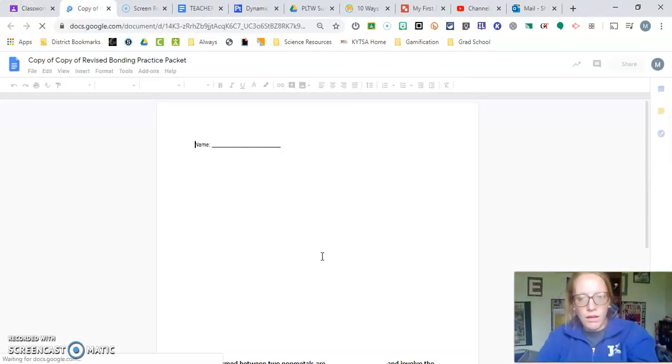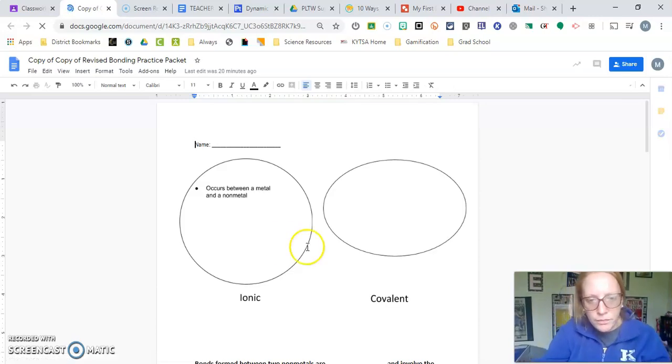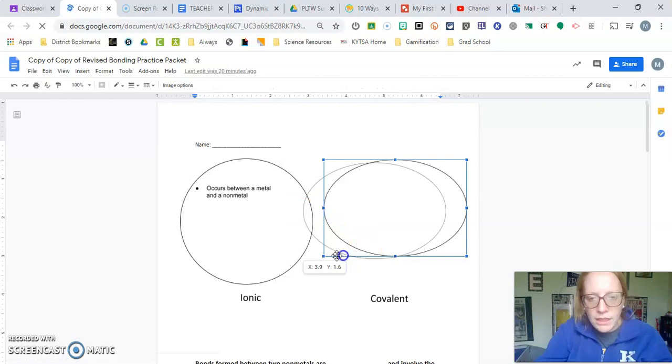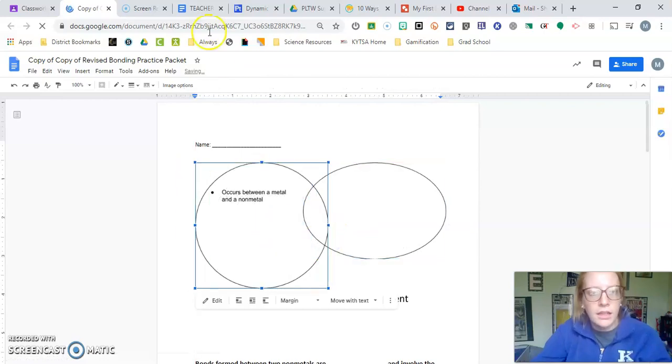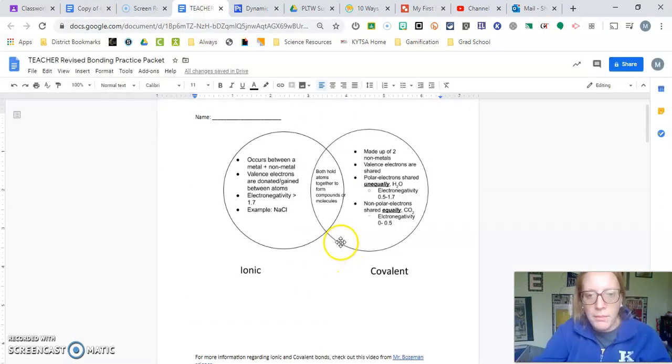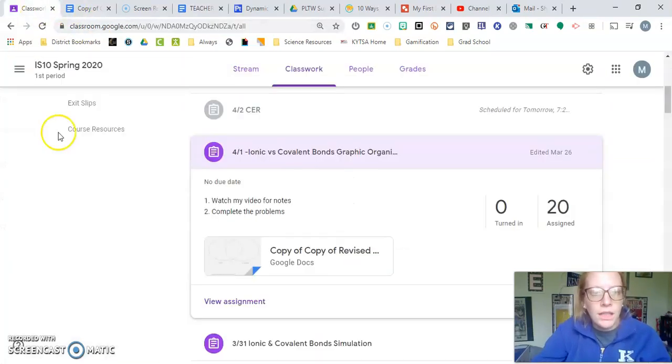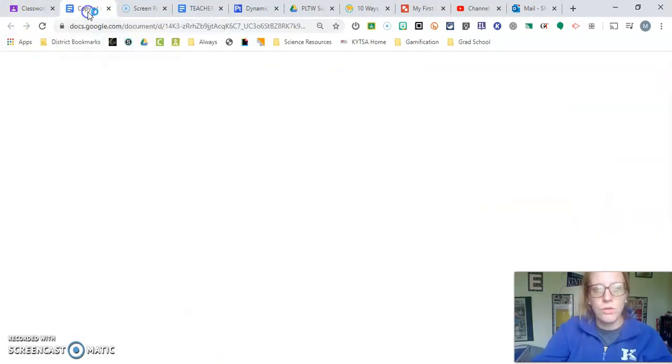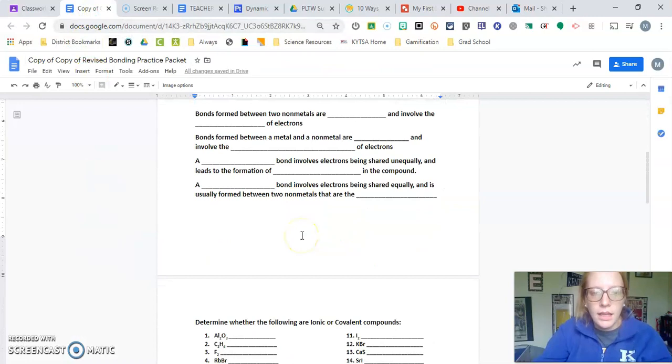Okay, so on the assignment itself, you have your graphic organizer, and I'm going to fix these so that this is more like a Venn diagram, and it should look more like mine. In the video, I go through this Venn diagram at length and describe everything. So the first thing that you'll need to do is complete the notes from watching the video. And then the second thing is to complete the practice problem. So I wanted to go through more of those practice problems with you guys.